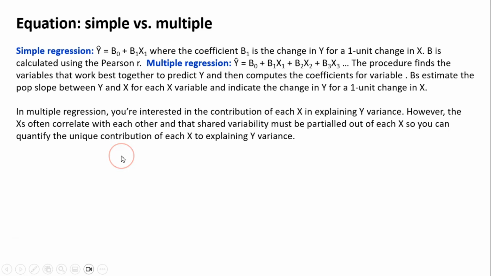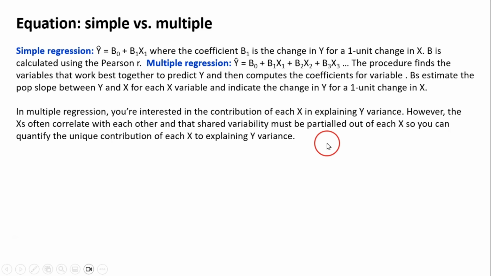However, the x's often correlate with each other. And that shared variability between the x's must be partialed out of each x, so you can quantify the unique contribution of each x to explaining the y variance. So there's a little bit of a complication here with multiple regression because the x's are correlated with each other. And we're not interested in that. We're interested in how each x correlates with y.